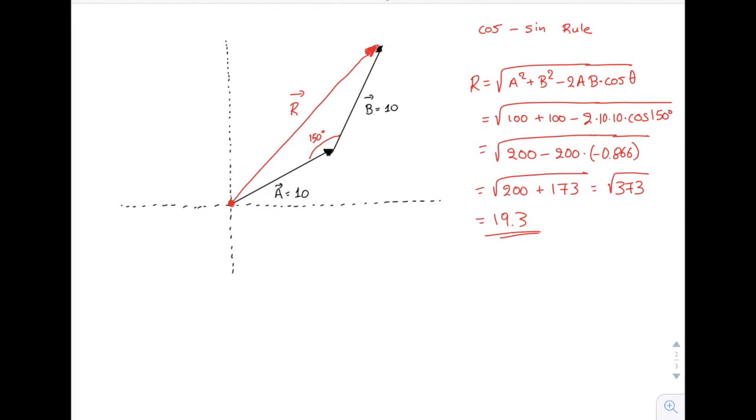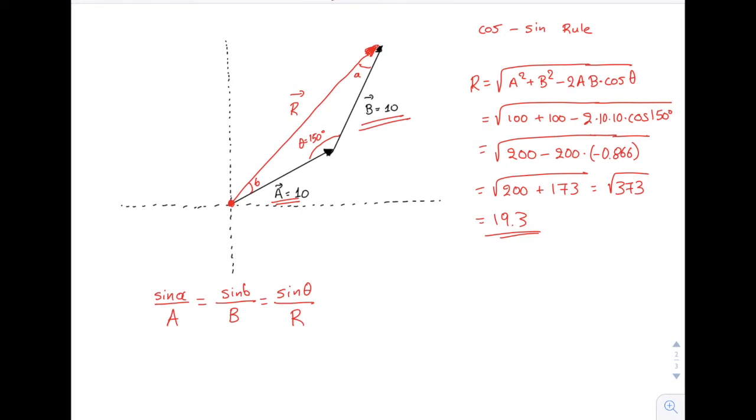Now it's time to try to find something about the direction of the resultant vector. In this case, we will say that the angle between the two vectors is theta, and the angle that is opposite to vector B is called B, and the angle that is opposite to vector A is A. Now we apply the sine rule, which says that sine of A over A is equal to sine B over B is equal to sine of theta over the resultant vector R.